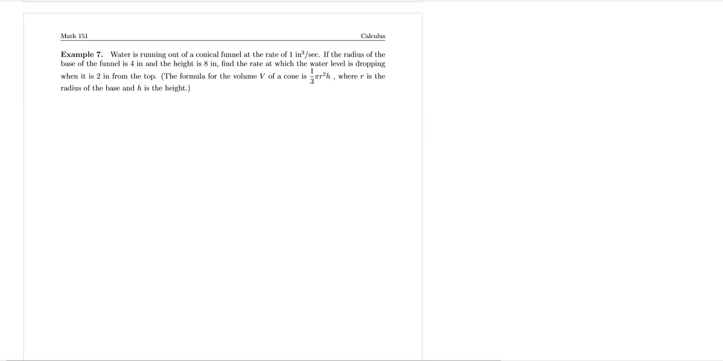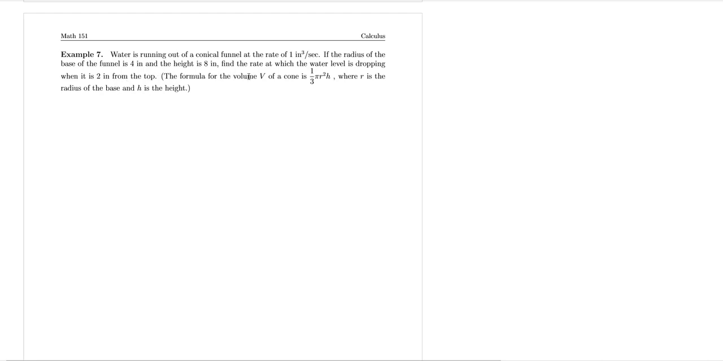Okay, so this is a good one here. It's a little bit different. So this one here is telling us that water is running out of a conical funnel at a rate of 1 inch cubed per second. Now, if the radius of the base of the funnel is 4 inches and the height is 8 inches, we want to find the rate at which the water level is dropping when it is 2 inches away from the top.